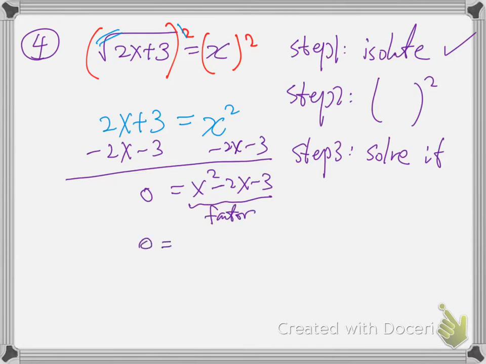This is x times x because this is x squared. And then 3 is 1 times 3, and since it's negative, this is negative 3, this is positive 1. So we change the quadratic part on the right hand side to a product. Now we use the zero product property.